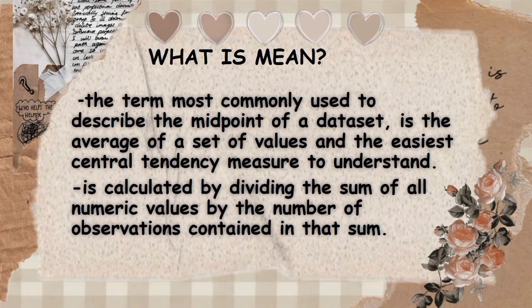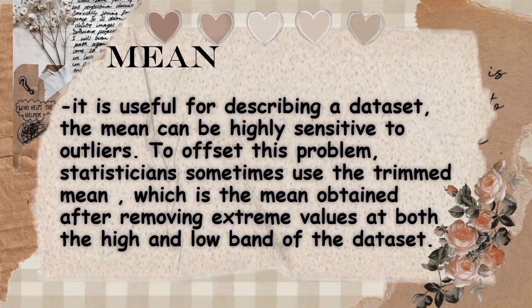What is mean? The term most commonly used to describe the midpoint of a data set is the average of a set of values, and the easiest central tendency measure to understand. It is calculated by dividing the sum of all numeric values by the number of observations contained in the sum. It is useful for describing a data set. The mean can be sensitive to outliers. To offset this problem, statisticians sometimes use the trimmed mean, which is the mean obtained after removing extreme values of both the high and low ends of the data set.